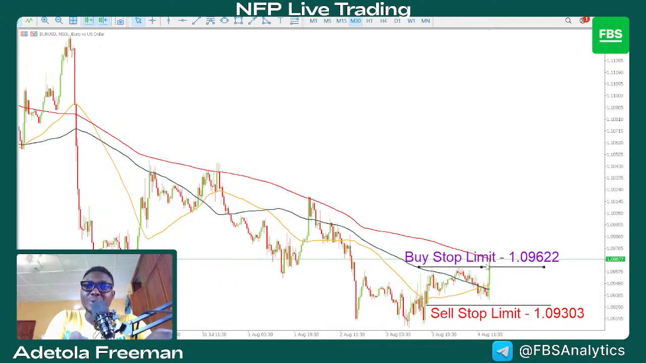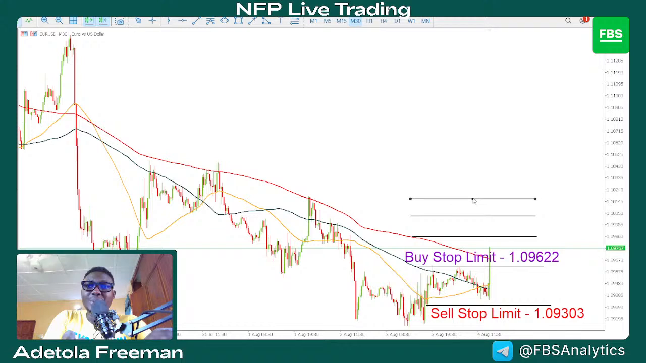Let me show you where our TP1 is. This is our TP1, to align with this eye. That's our TP1. This is our TP2, to align with this eye right here. And this is our TP3, to align with this eye right here.